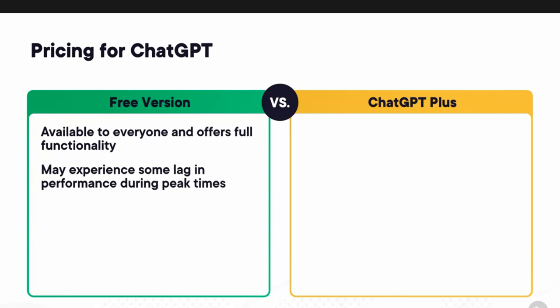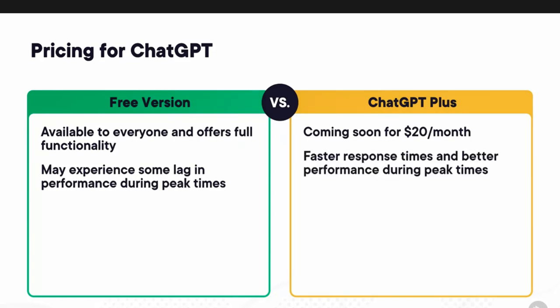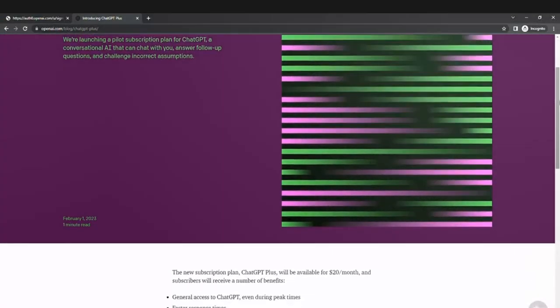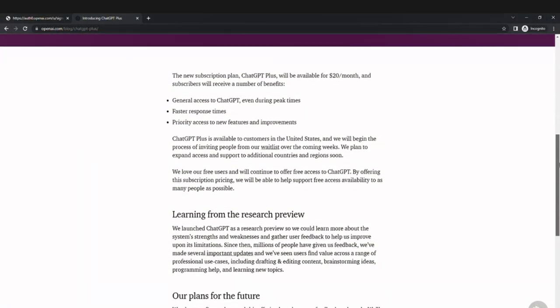And then as of the time of this recording, there's a Plus version that's coming soon. Pricing will be $20 per month, and it'll give you better response times and performance during those peak times that we just talked about. You'll also get access to new features as they get rolled out. You can't actually sign up for this version yet, but you can put yourself on a wait list. If you go to this blog here and scroll down, you'll get a little bit more information about what's in this plan. And then you can click the link here to sign up on the wait list and be notified when this new plan is available in your country.